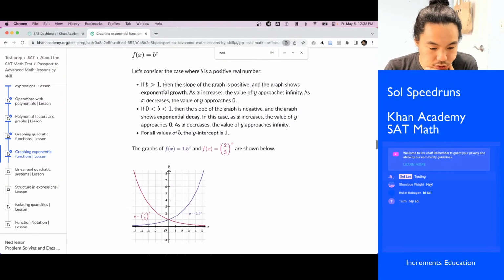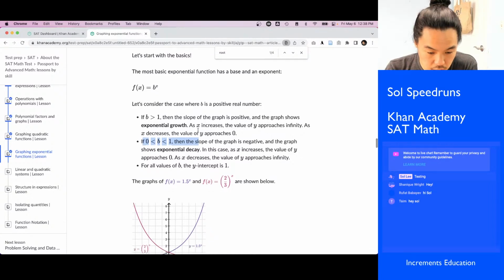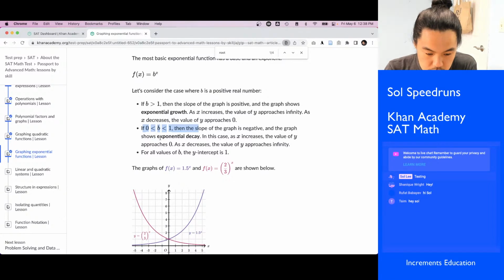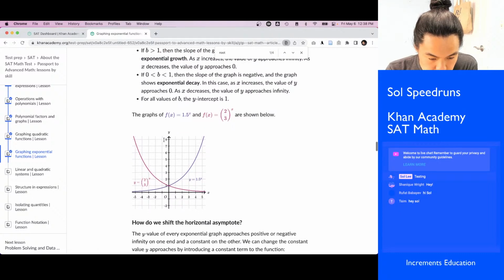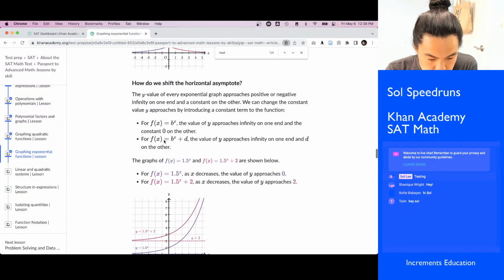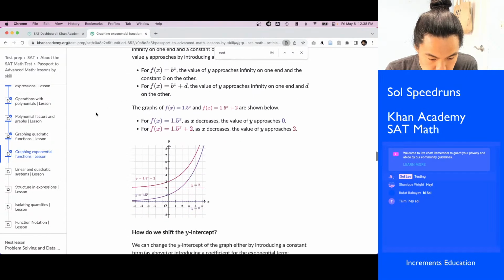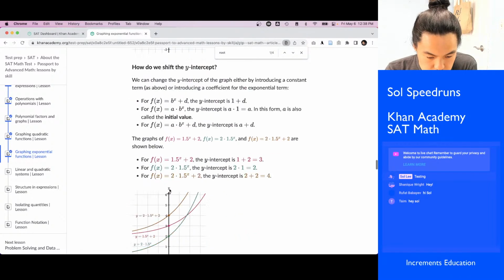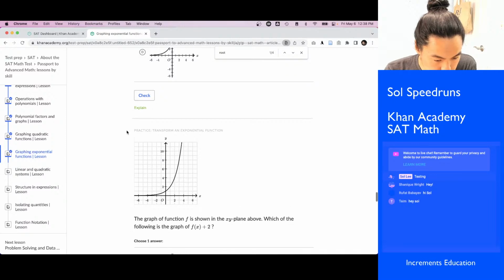I'm good. Exponential decay. What's that? When the b is between 0 and 1, then it shows decay, which makes sense. And that's the asymptote, sure. Dude, I'm good.